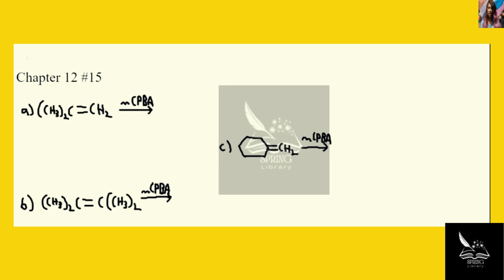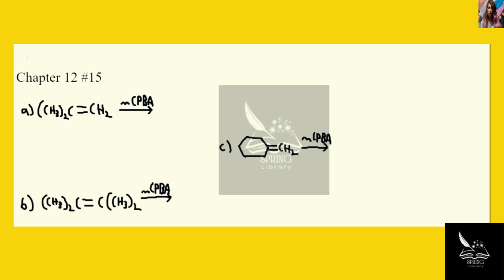This is the answer to Chapter 12, problem number 15 from the Smith Organic Chemistry textbook. And this problem asks us to draw the product of each of three mCPBA epoxidations.